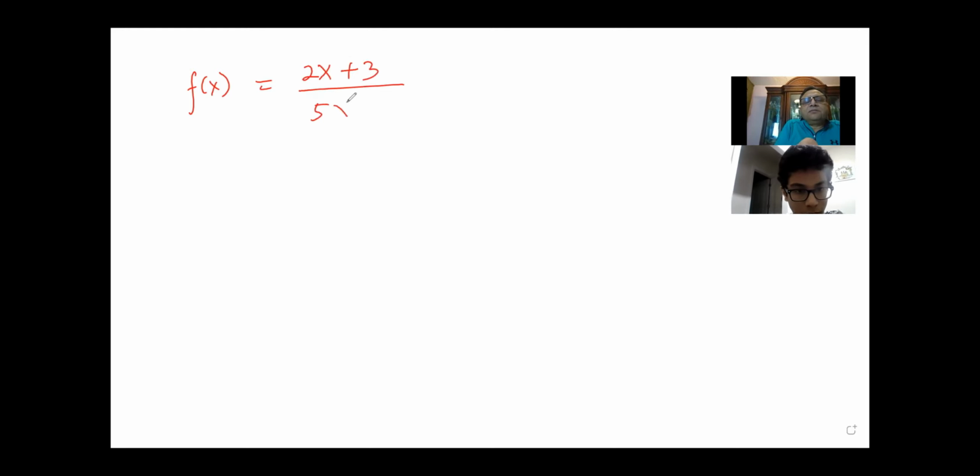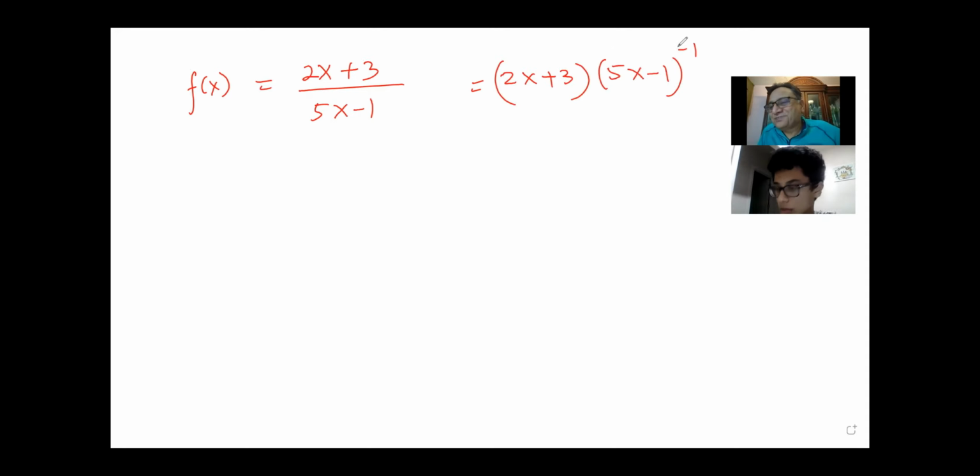Let us say that we have a function f of x, which is a quotient of two functions. We'll keep it simple. Let's say we have 2x plus 3 divided by 5x minus 1. Now, you could also write this function as 2x plus 3 times 5x minus 1 to the power of minus 1. You get the idea. So as you were saying, we could apply either the quotient rule or the product rule, correct?